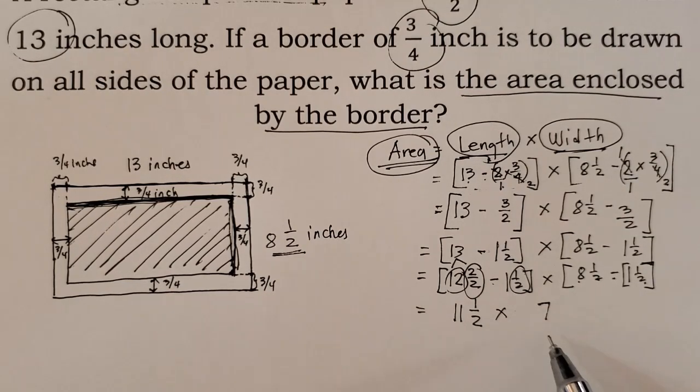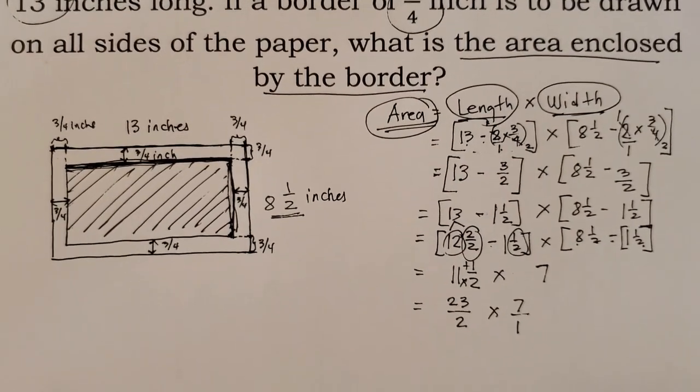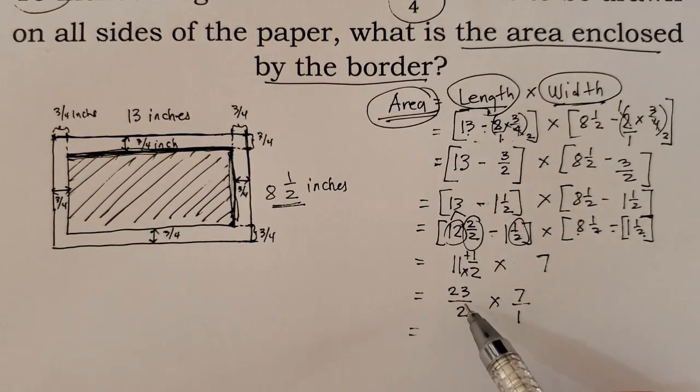11.5 by 7. Of course, we cannot multiply it yet because our number here is in mixed form. We have to express it as an improper fraction in order for us to multiply numerator by numerator, denominator by denominator. So 2 times 11 is 22 plus 1, that will give us 23. Then copy the denominator 2. Then you multiply it by 7, but the denominator of 7 is 1. Then the next thing you have to do is multiply numerator by numerator and denominator by denominator.